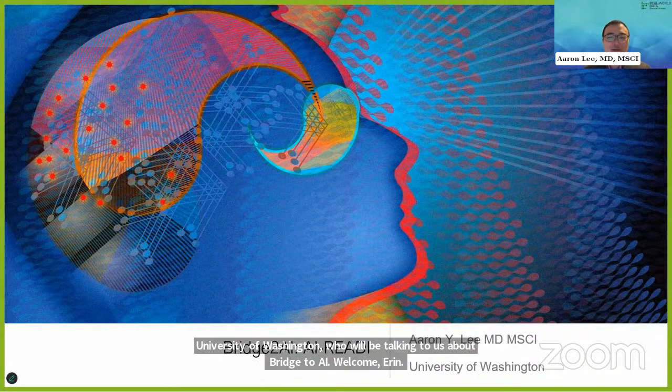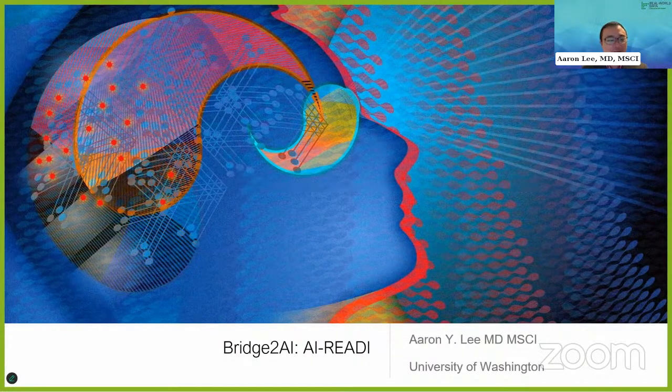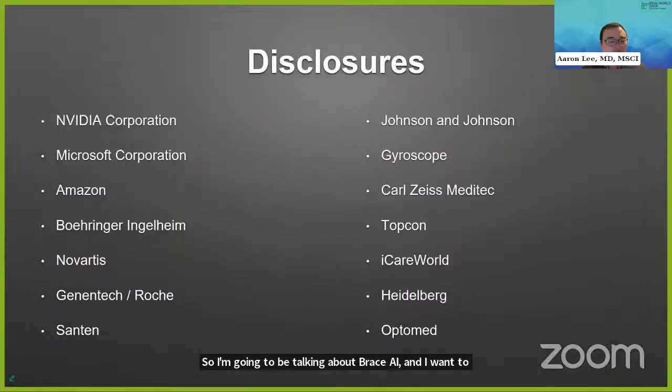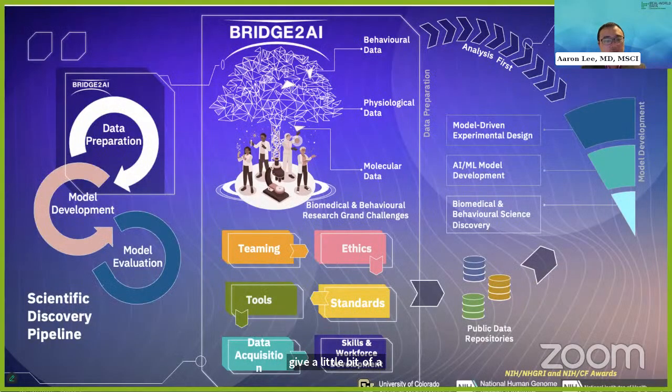If I could pick one person to steal my thunder, it would be Michael Chang. So I'm glad that he had the opportunity to give an overview before we dive a little bit deeper into the topics. I'm going to be talking about Bridge to AI, and I want to give a little bit of background. These are my financial disclosures.